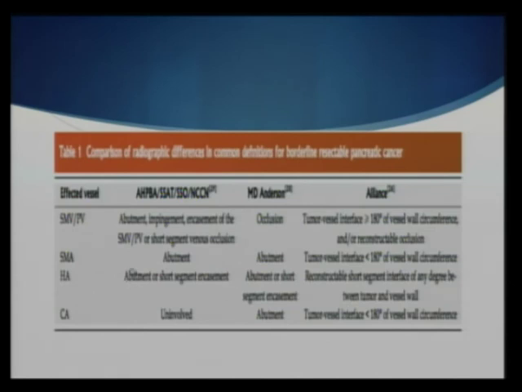So what they want you to know is basically the concept of borderline resectable. There are 4 terminologies they mention. First is resectable, which means that you can go ahead and resect the specimen. Then there is the concept of borderline resectable. Then the next is locally advanced. And then the 4th is metastatic disease.